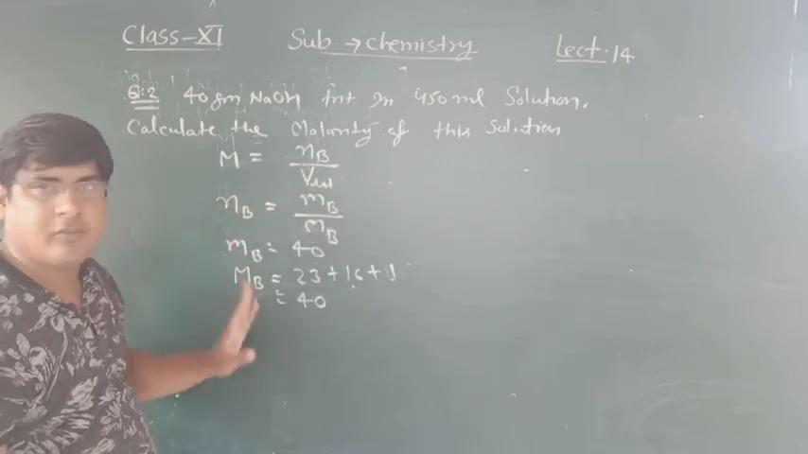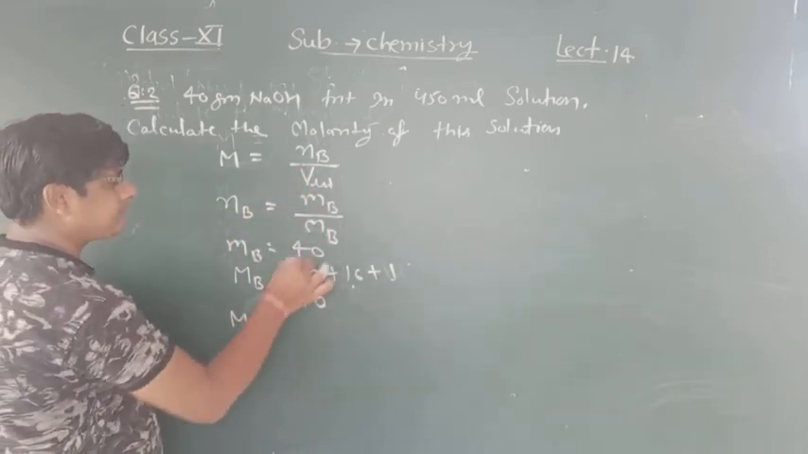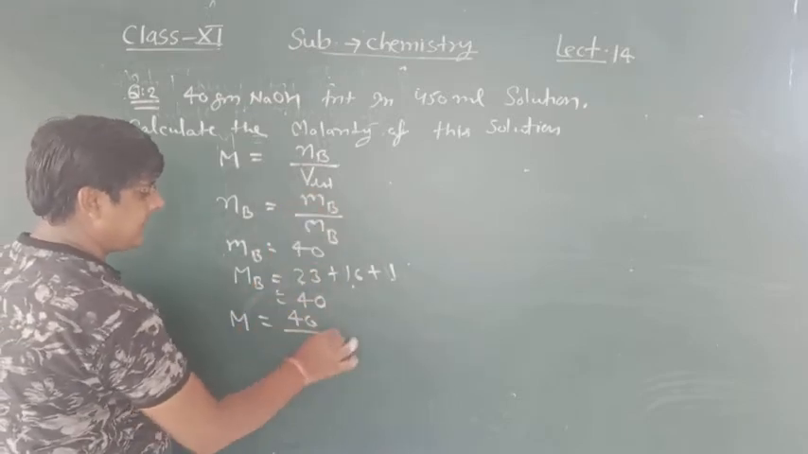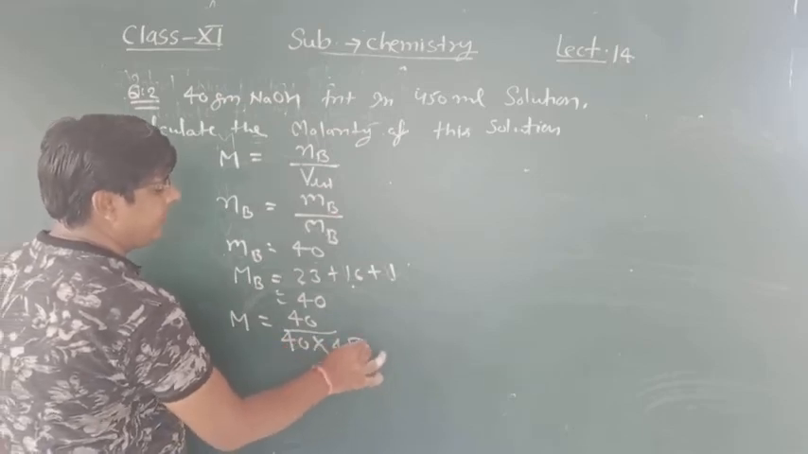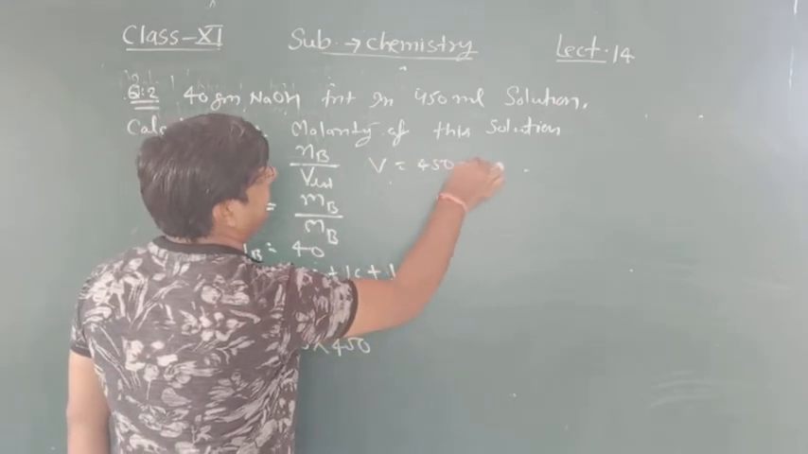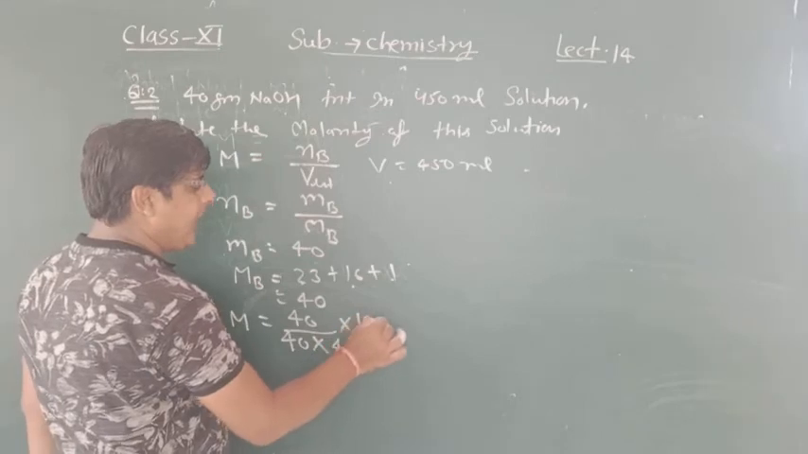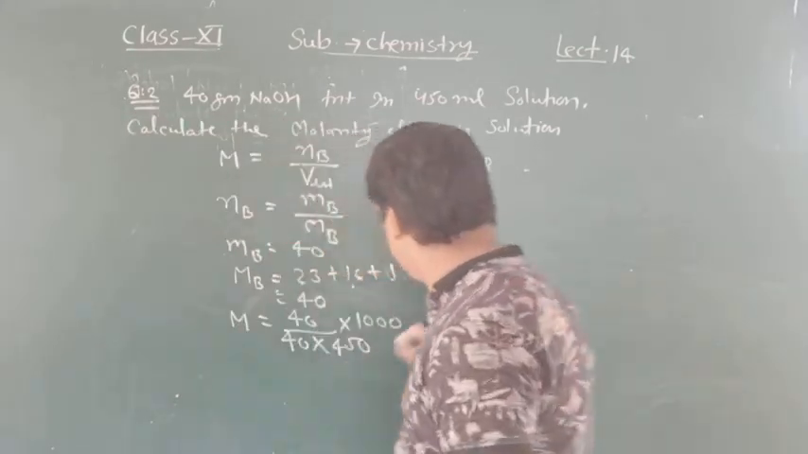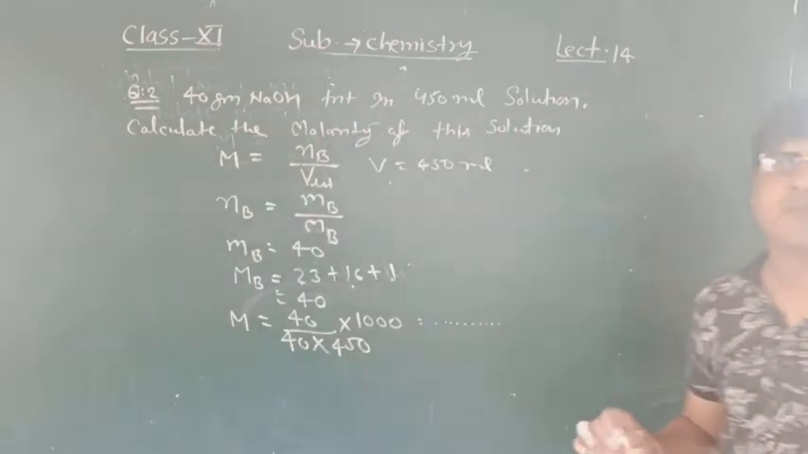And volume is given in milliliter. So molarity will be, write it, 40 mass upon molar mass 40 into volume, which is 450 ml. So we will have to multiply by 1000 to calculate the molarity. You will do this calculation by yourself. Got it?